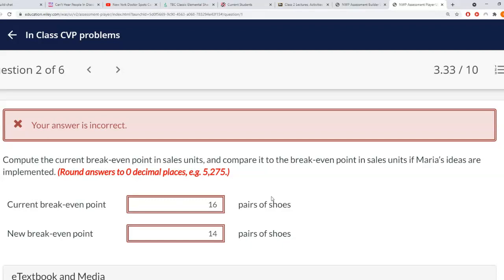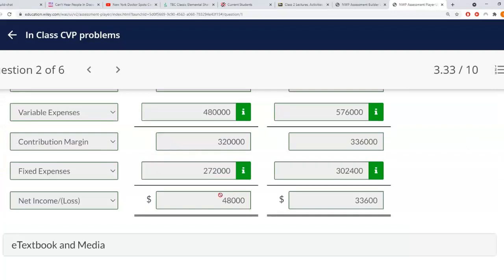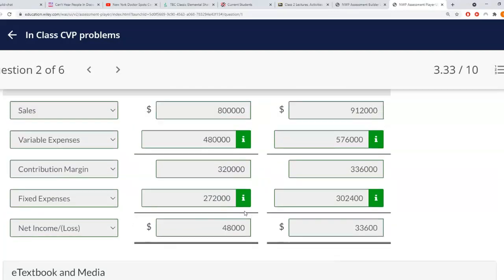Yeah, you're right. Doctor, here they are asking about the units, not about dollars. They're asking current break even, not the contribution. Okay, so now I've got the contribution margin per unit, 16. You're right. I divide that into my fixed costs.